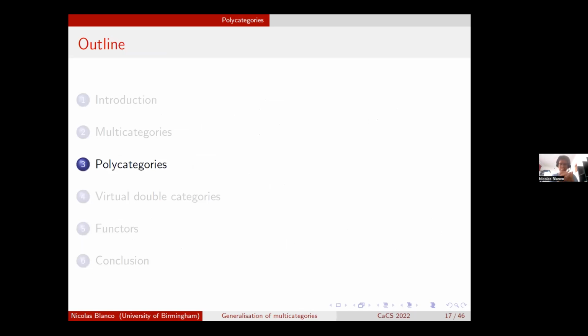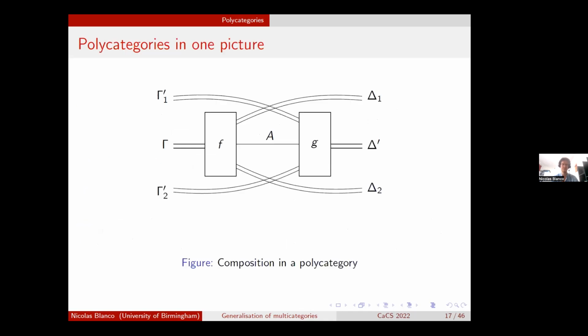So, yeah, if there's any question about multi-categories and this graphical view. Otherwise, I will go to polycategories, and also, of course, interrupt me if you have any question.